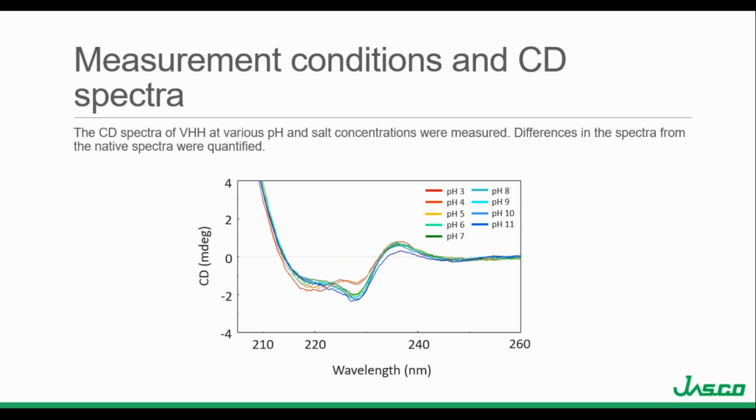So the CD spectrum of VHH at various pH and salt concentrations was measured, and shown here is the spectra at varying pHs. So you can see at pH 3 and 4, the beta sheet peaks at 217 and 227 change in CD intensity, and at pH 11, the characteristic VHH peak at 235 decreases in intensity.